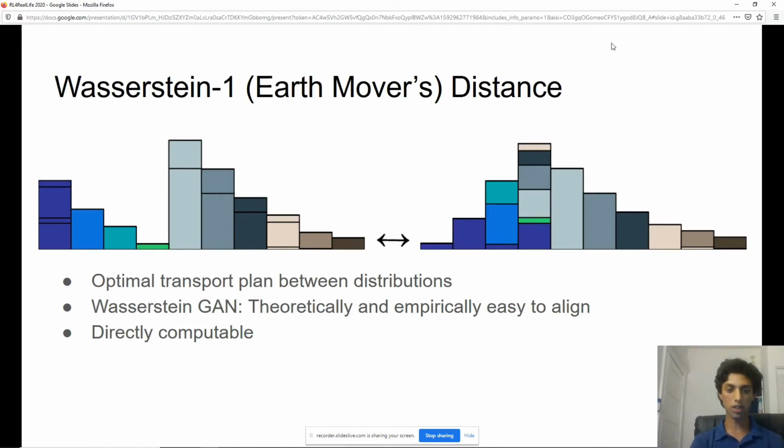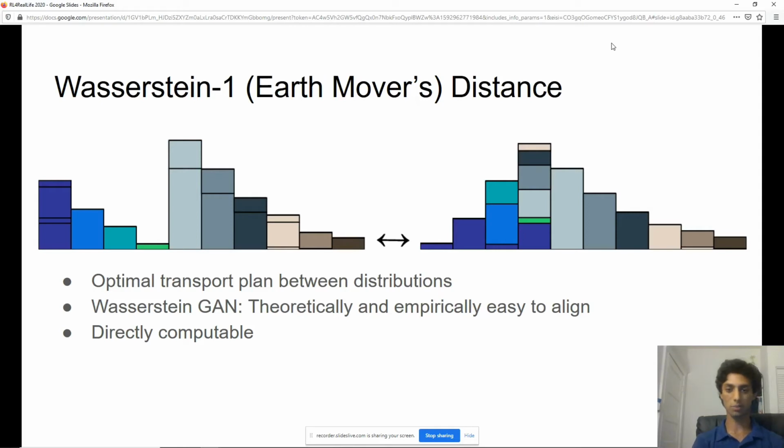As I mentioned, it's an optimal transport plan between arbitrary distributions, so they don't both have to be Gaussian. They don't even both have to belong to the same family of distributions, which is very useful because we don't actually know what family of distribution our state representation outputs from our model-free reinforcement learning agent will be. As shown in the Wasserstein GAN paper, this Earth mover's distance is both theoretically and empirically easy to align and succeeds in conditions where methods such as KL divergence minimization or total variation minimization fail.